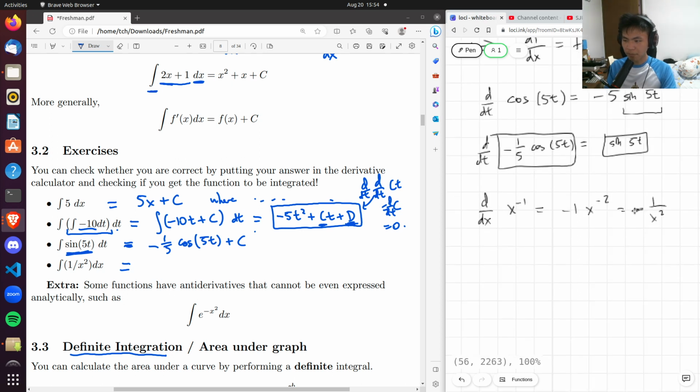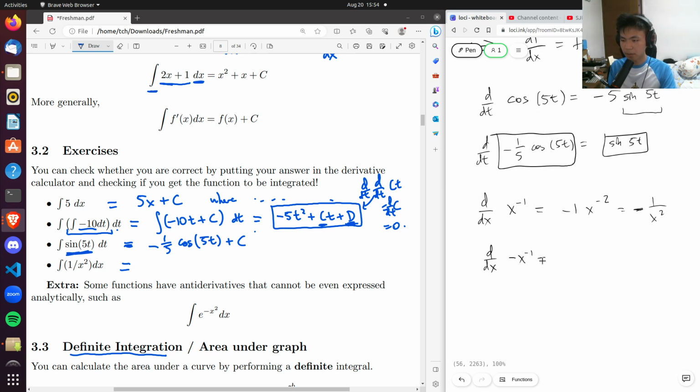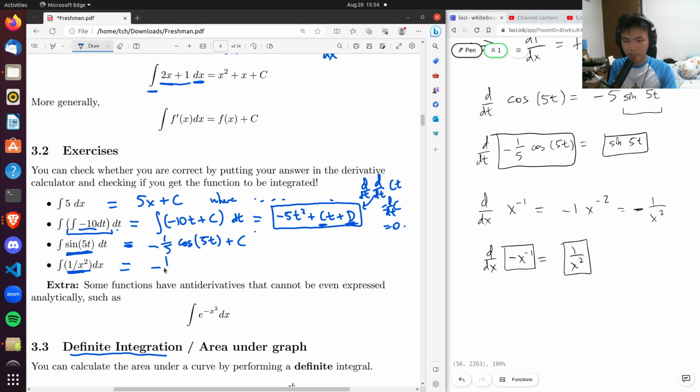So this means that if I multiply both sides by minus 1, derivative of minus x to the minus 1 is equal to 1 over x squared. So you see that this is the thing inside the integral. So this must be the antiderivative that we're looking for. So the answer is minus 1 over x plus c, where c is an arbitrary constant.